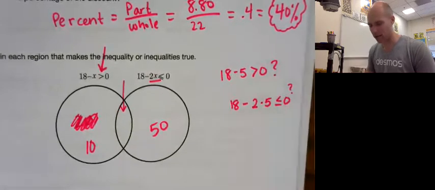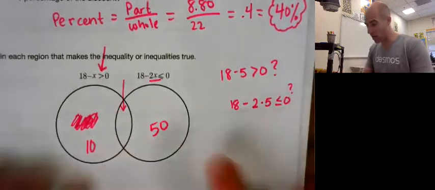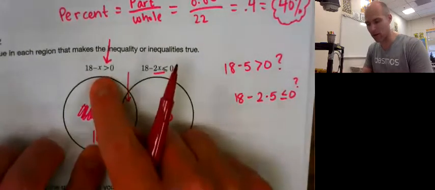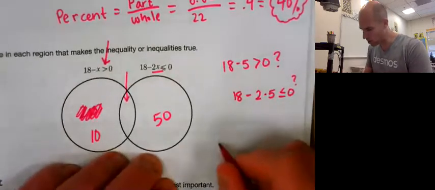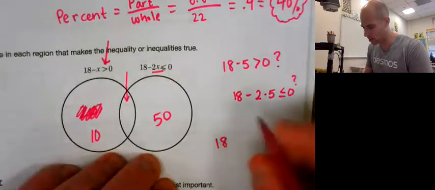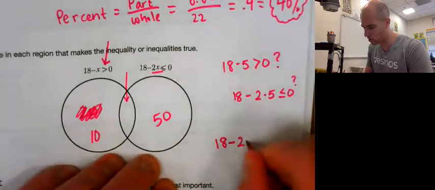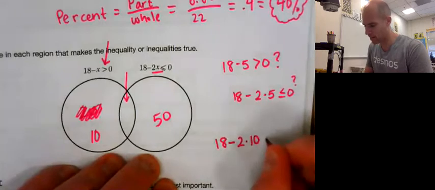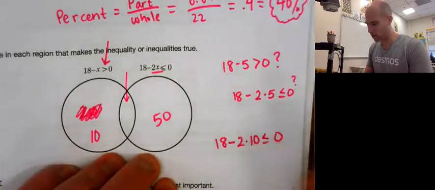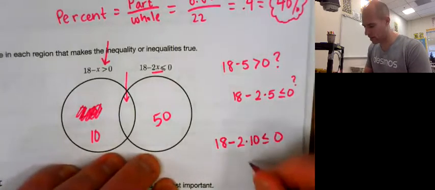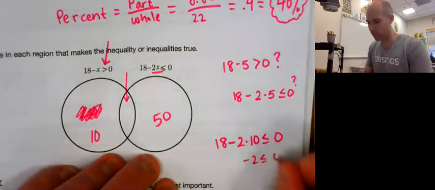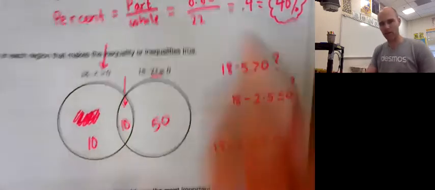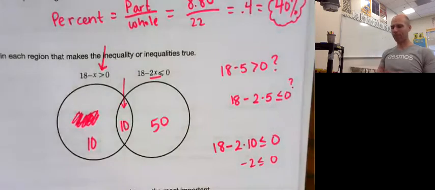So let's try 10. I mean, I put 10 over here, so I know 10 works for the first one, right? I already tried that. Does 10 work for the other one? 18 minus 2 times 10, is that less than or equal to 0? That's negative 2, right? Negative 2 is less than or equal to 0. So 10 works there in the center as well.